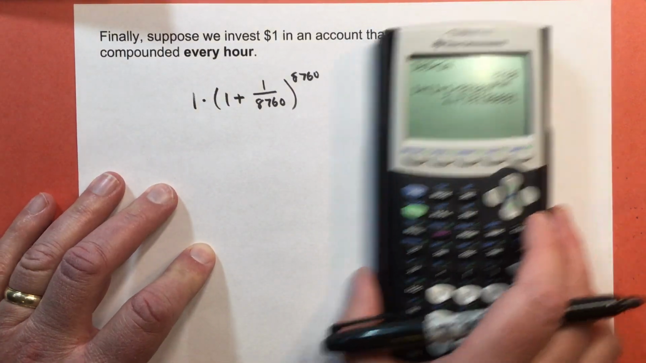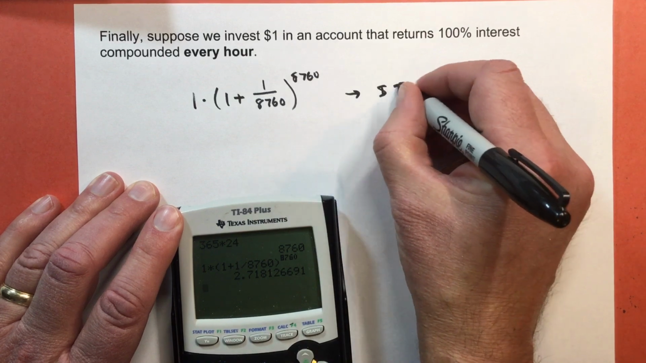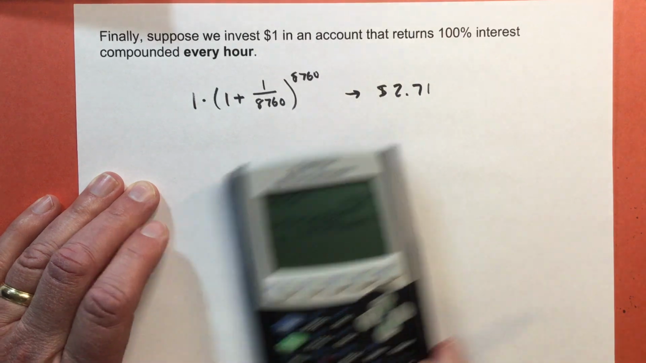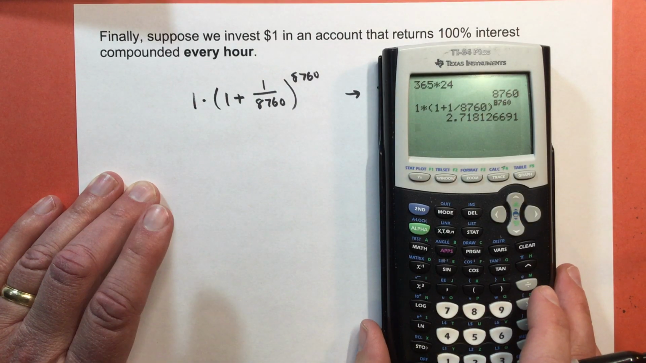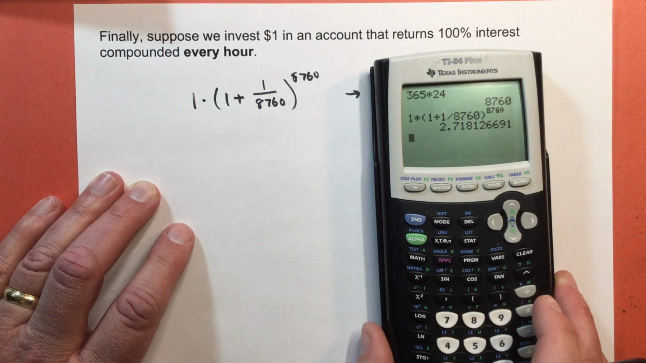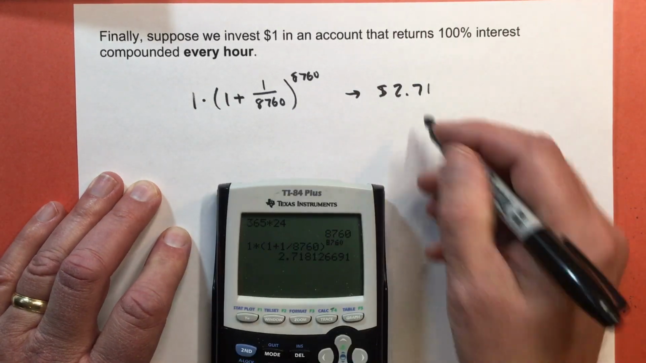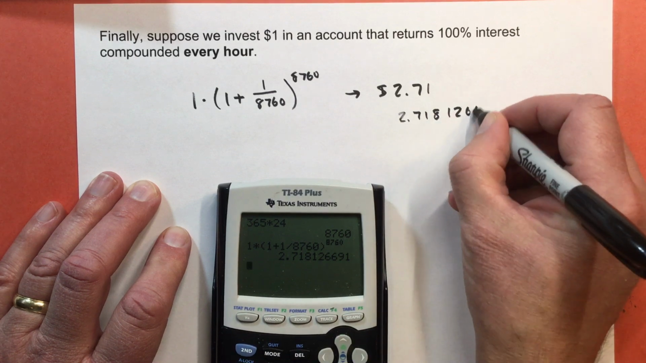I've made more money. Now I've got $2.71. Of course, it's 2.718. I said I got a good bank. My bank might round it up to 2.72, but I don't think a lot of banks do that. They usually round it down. Customer beware, okay? So this actual number was 2.718126691.